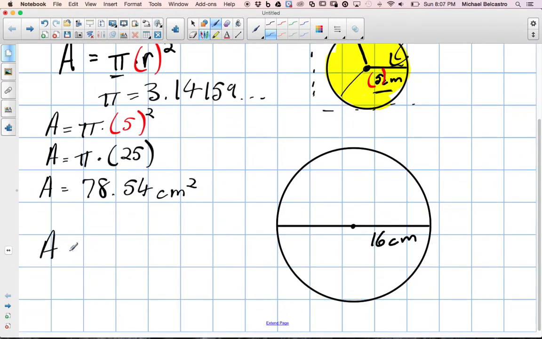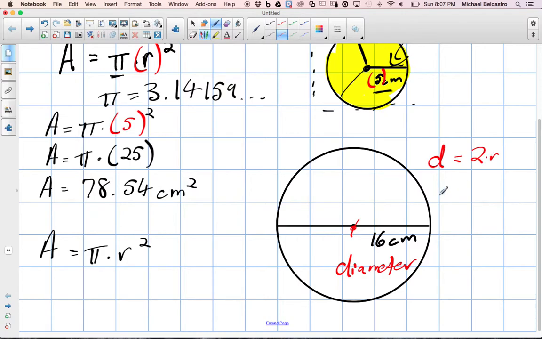We have our area again is equal to pi r squared. Okay. Now the radius is not 16. This is the diameter. Okay. And for the diameter of a circle, d is equal to 2r. And really, a lot of times, as we know, the radius is half of the diameter. So if we find half of 16, that's how this formula would work.